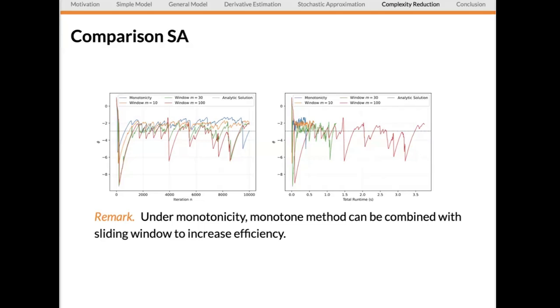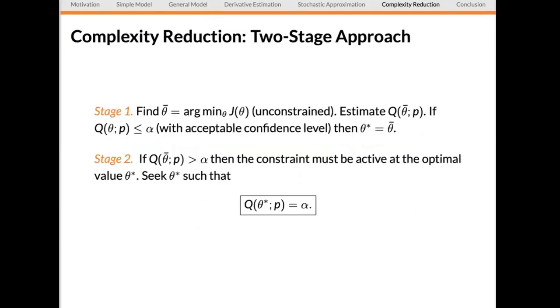That is not really going to get to the optimal value. I make a remark because obviously, if we do have monotonicity, we could combine the two. And combining the two methods would probably be a lot more efficient. We haven't done that yet, but it will be nice.